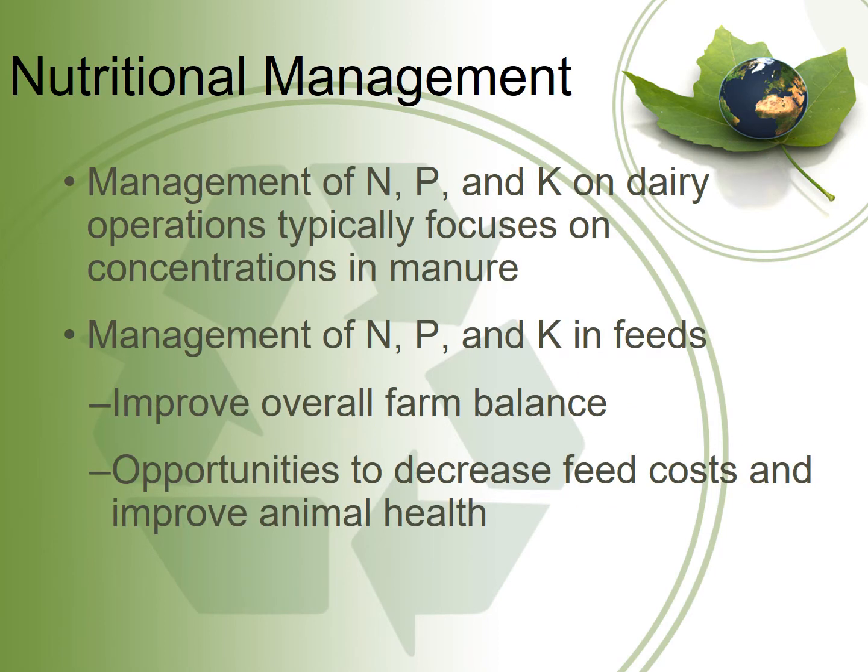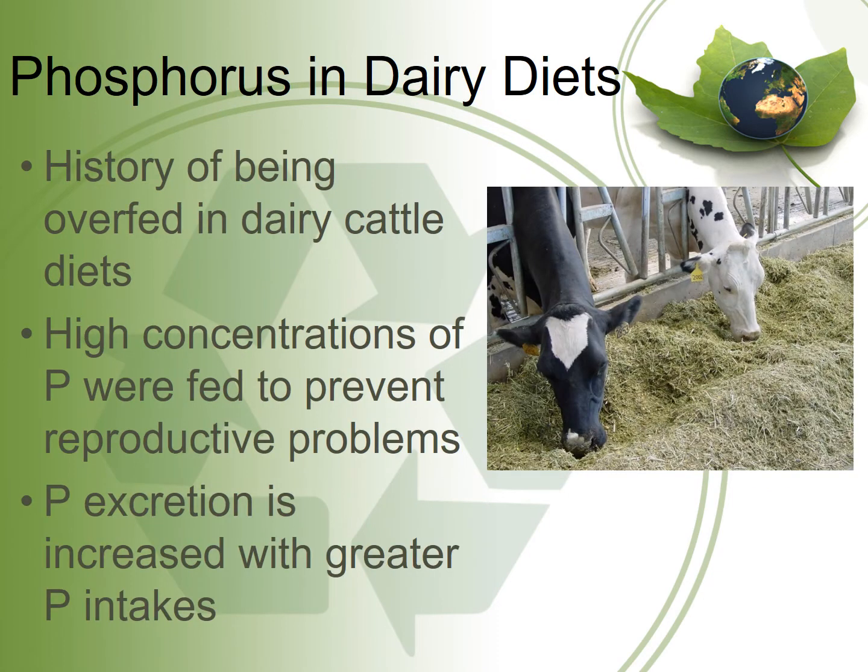So management of nitrogen, phosphorus, and potassium on dairy operations typically focuses on concentrations in manure. However, management of those three nutrients in feeds is important because it can improve the overall farm balance, and it can increase opportunities to decrease feed costs and improve animal health.